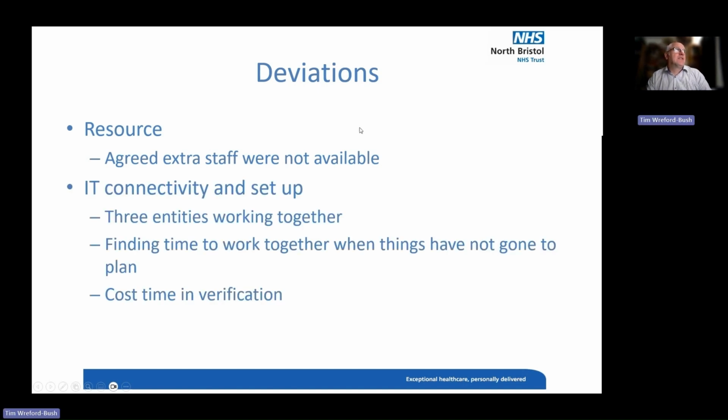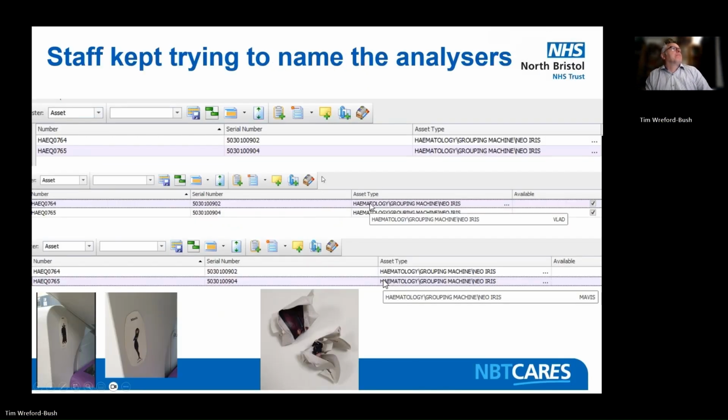IT connectivity and setup. We had 3 entities working together, finding time to work together when things had not gone to plan, and it cost time in verification. So for instance, it's 3 people. There's Path IT, there's the IT of the analyzers and the IT of our LIMS system. Trying to get them together to resolve a little problem was quite difficult sometimes. So that became a bit of a deviation because it put us back. It sort of stopped us processing for a few days or a week.